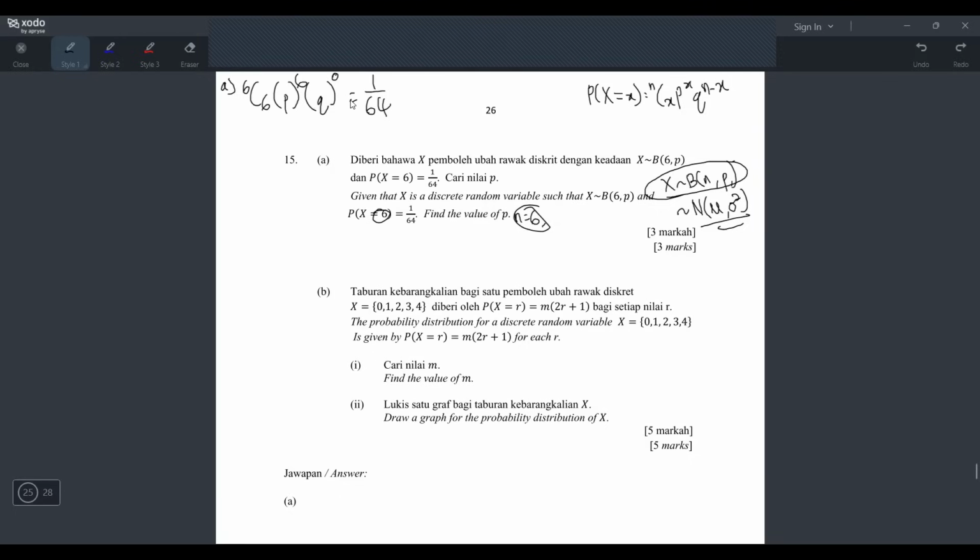So it's okay if you don't have the q, because anything to the power 0 is 1, so this one can cancel, right? But I recommend in the exam don't cross it out, just cancel it in your head. The 6C6 also can be cancelled because it's 1. Okay, but just cancel it in your head. So you are just left with p to the power 6 equals 1/64. So how to find p?